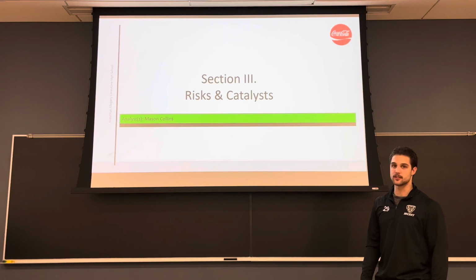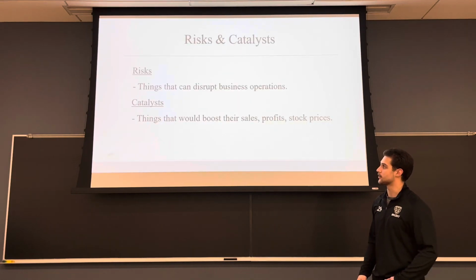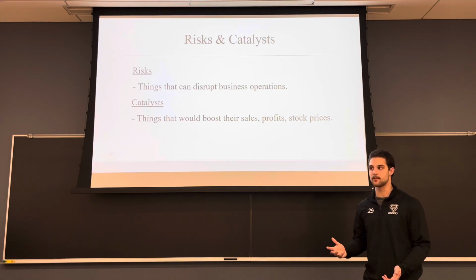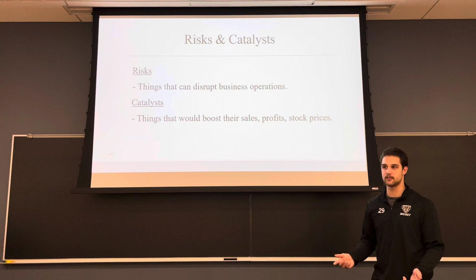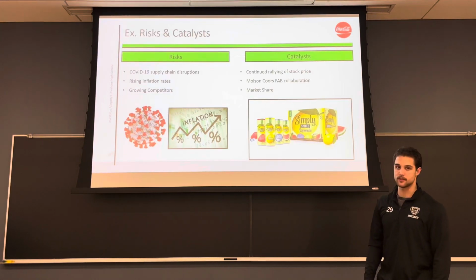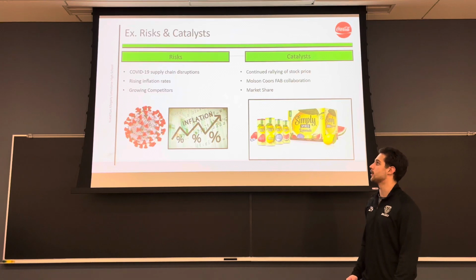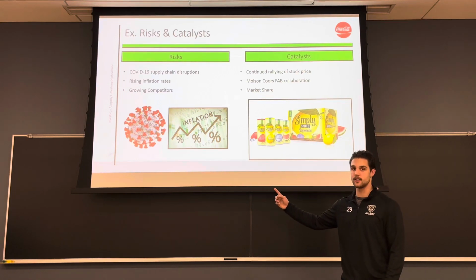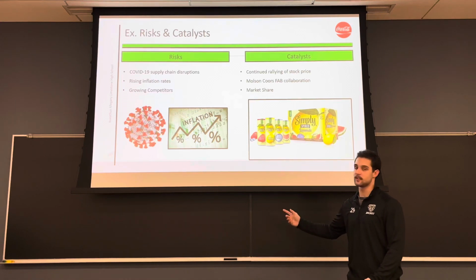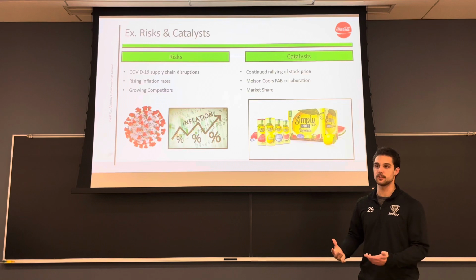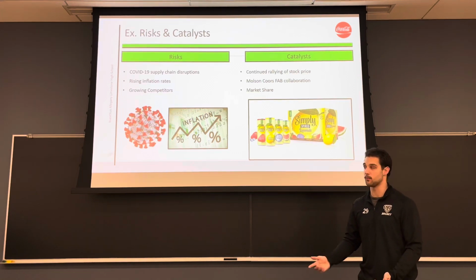The third section is going to be the risks and catalysts. Now, risks and catalysts, pretty simple. Risk is something that could hamper the stock's performance, and a catalyst is something that can boost it. So some examples of risks and catalysts for Coca-Cola. This was made in 2020, so you've got the supply chain issues with COVID, rising inflation rates, and growing competitors. A lot of these are just pretty cyclical with a lot of companies worldwide.